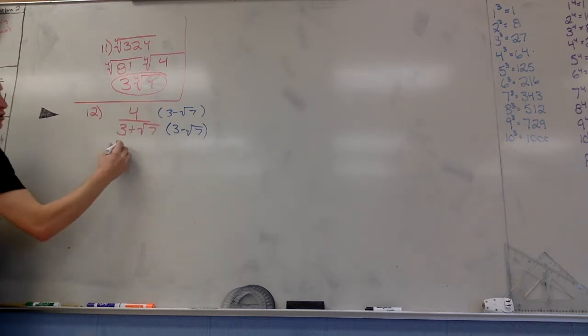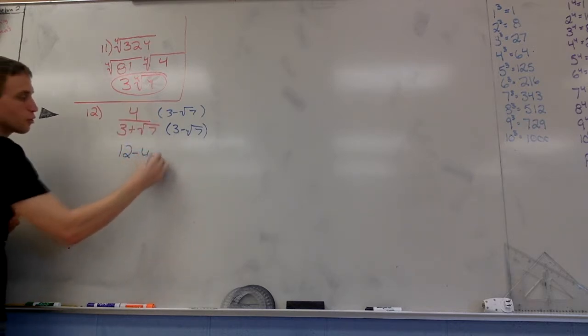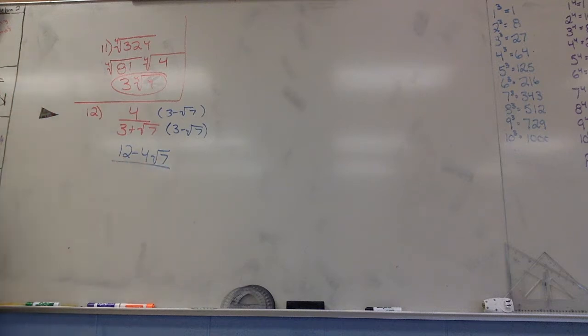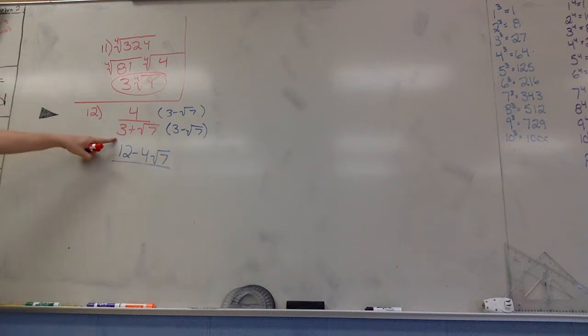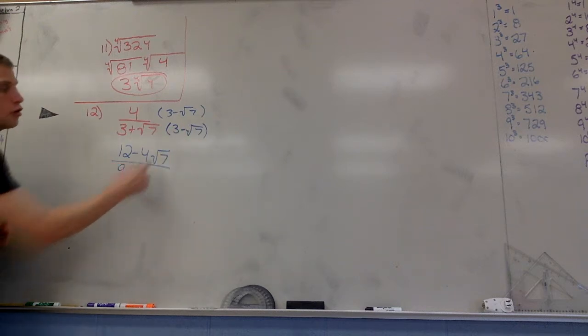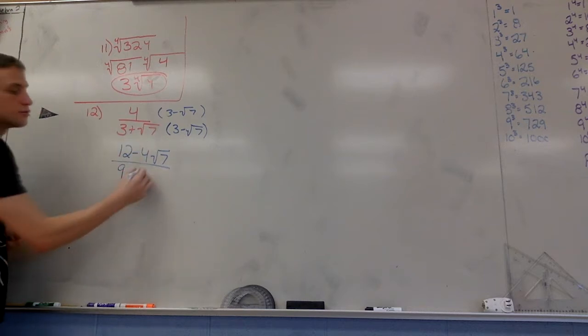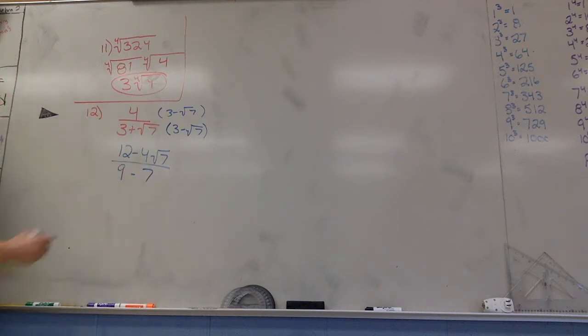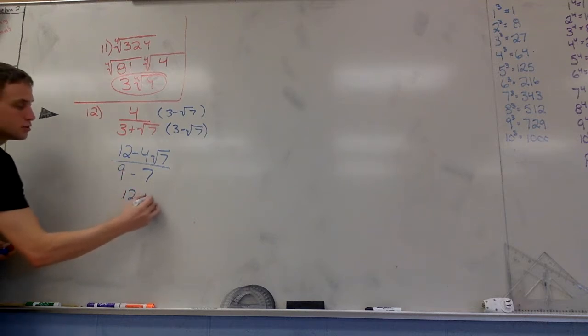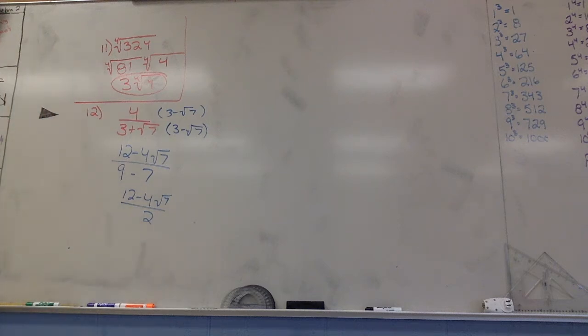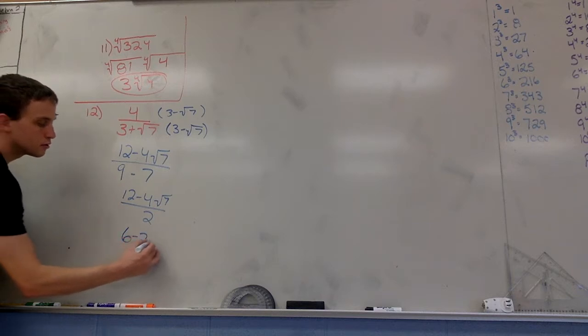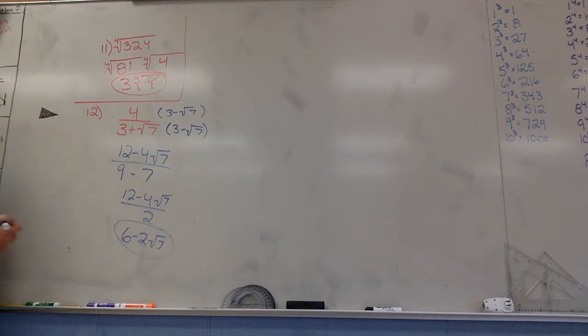Now, we distribute here. That's going to give us 12 minus 4 root 7 over, when I multiply conjugates, you square the first, you square the second, and you subtract them. So what's 3 squared? 9. What's the square root of 7 squared? 7. And then I have to subtract these. So 9 minus 7 is 2. Last step is to try to see if we can simplify this. Can I simplify 12 and 4 over 2? Yeah, they're all divisible by 2. 6 minus 2 square root of 7. And that'd be my answer for this problem, for number 12.